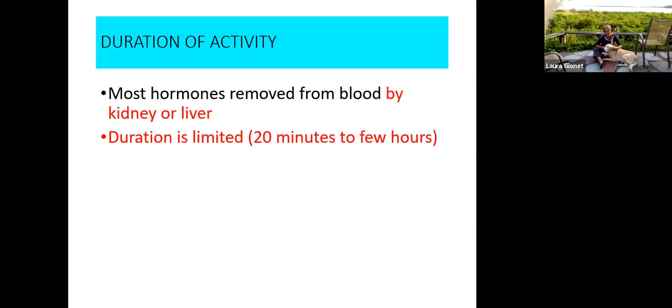Duration of activity. Most hormones are removed from the blood by the kidney or the liver. Their duration is limited, generally to 20 minutes to a few hours.